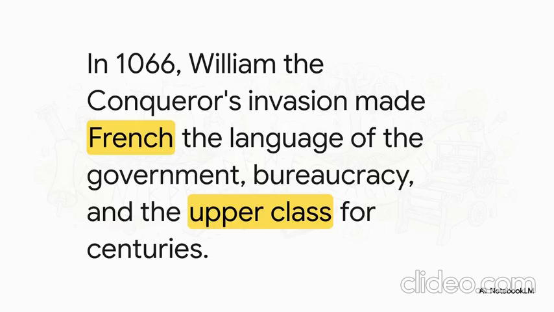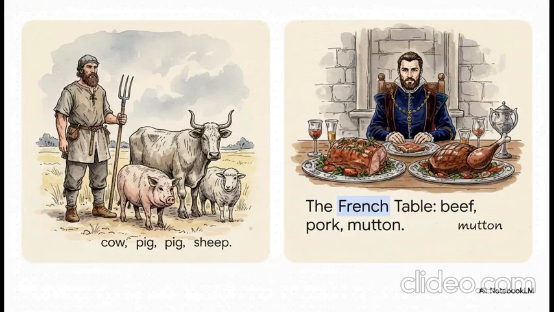But then came the big one, 1066, the Norman conquest. This is the event that really blows the case wide open. William the Conqueror brings over a whole new ruling class from France, and for the next 300 years, French is the language of power.